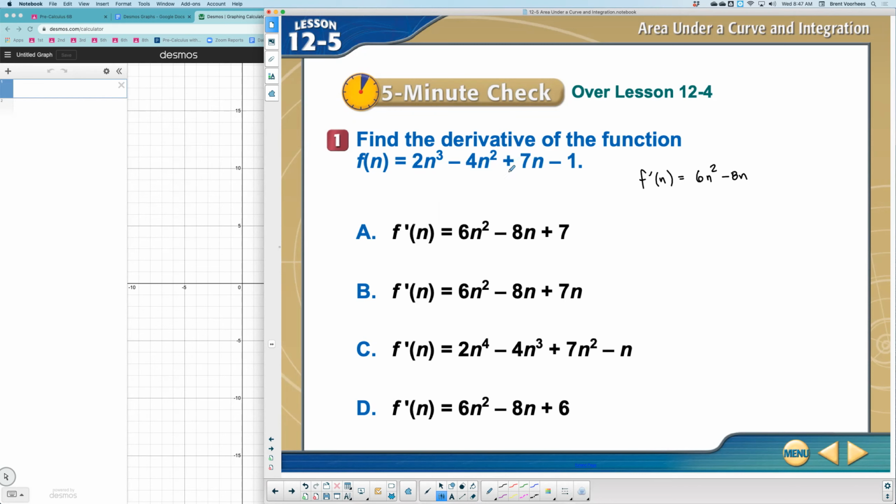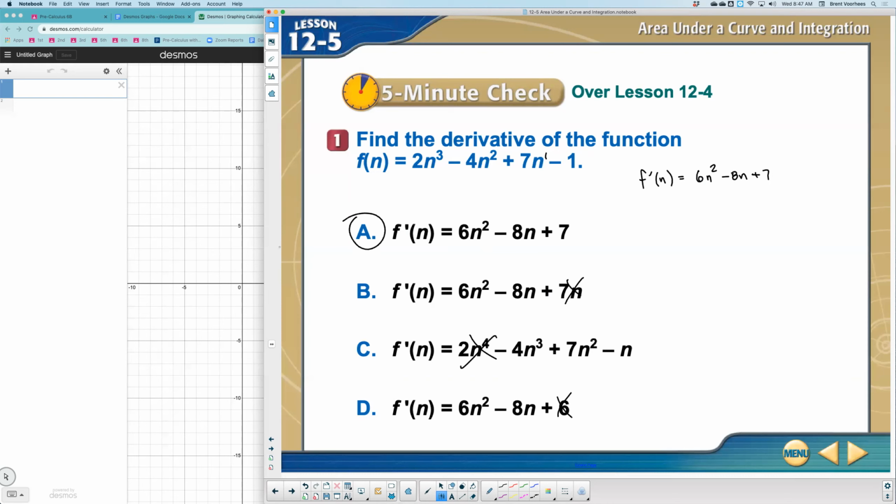Next term here, this is like a power of 1. So 7 times 1 is 7. 1 minus 1 is 0, so you don't have to write n to the 0th power. That will just disappear. And a constant always, when you take the derivative, disappears. The derivative of a constant is 0. So this would be my equation here. And so looking through our answer choices here, looks like the answer would be A.